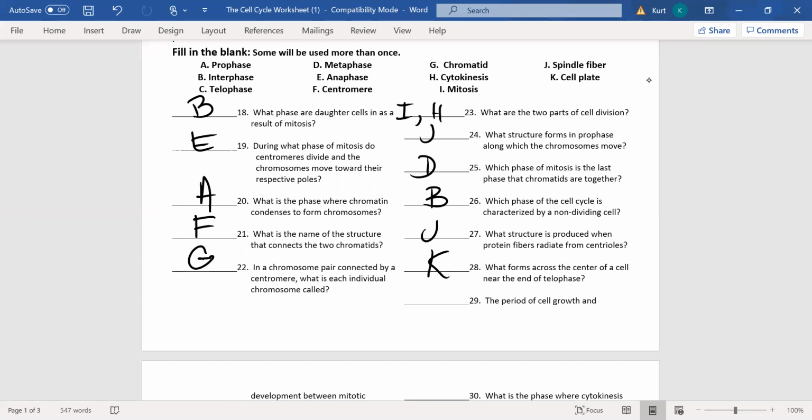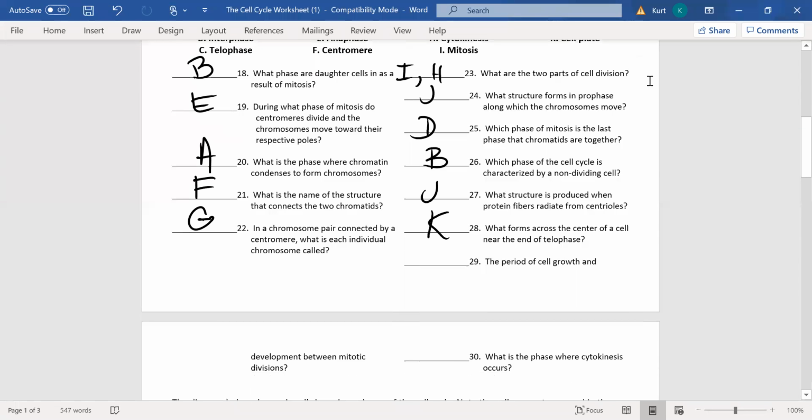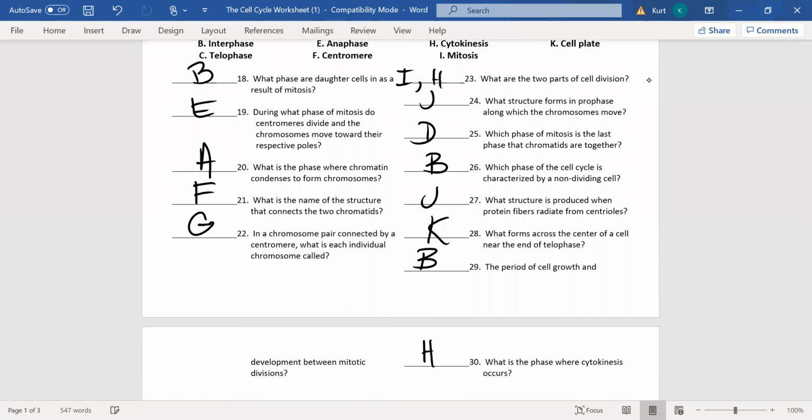So that would be the only answer that makes sense. That's if you're doing a plant cell. 29, the period of cell growth and development between mitotic divisions. That would be B, interphase. And then 30, what is the phase where cytokinesis occurs? That's pretty redundant. That would be cytokinesis. That's part of M phase.